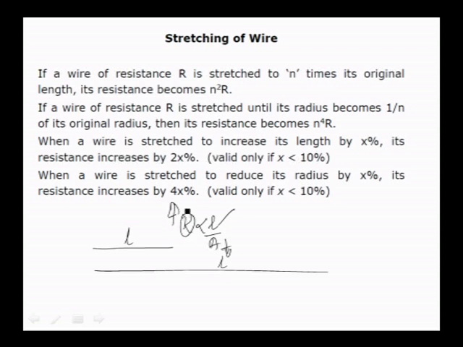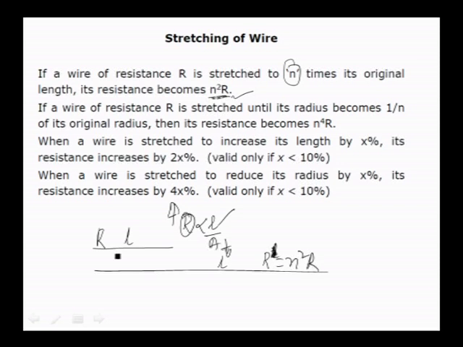So therefore, they are given in terms of number of times or in terms of percentage. Here I am going to add 4 different methods for stretching. The first one: if the wire resistance R is stretched to n times its original length, its resistance becomes n square R. If you stretch by n times, then the new resistance R dash is equal to n square R.